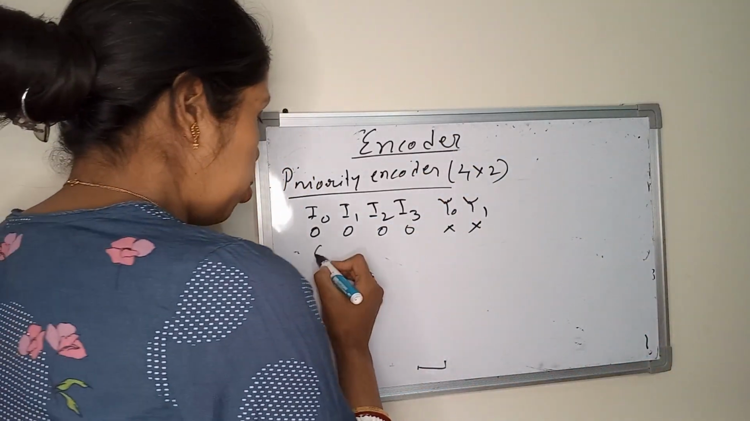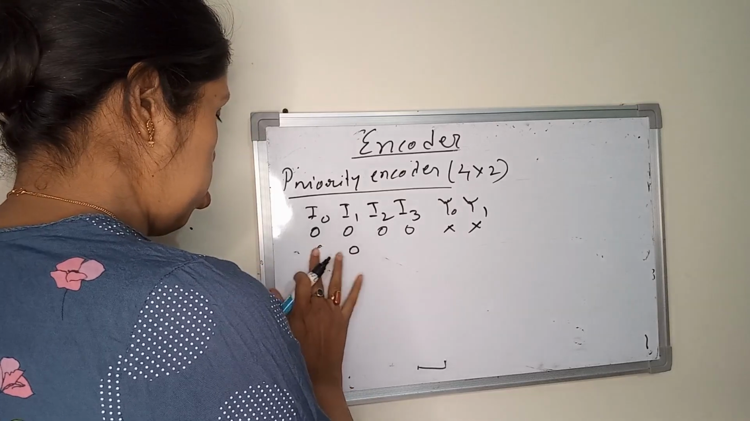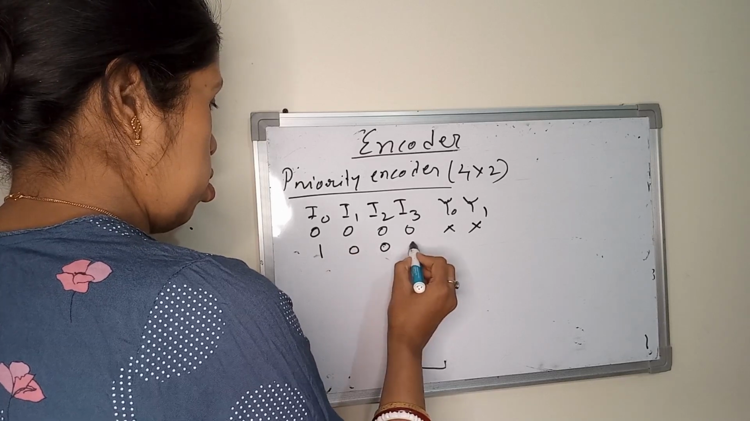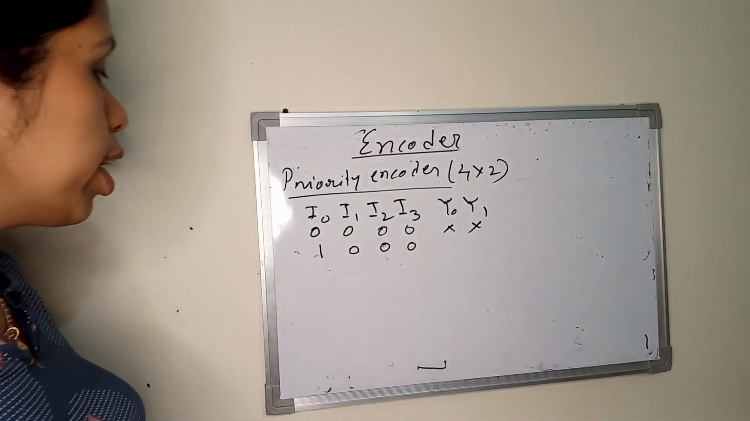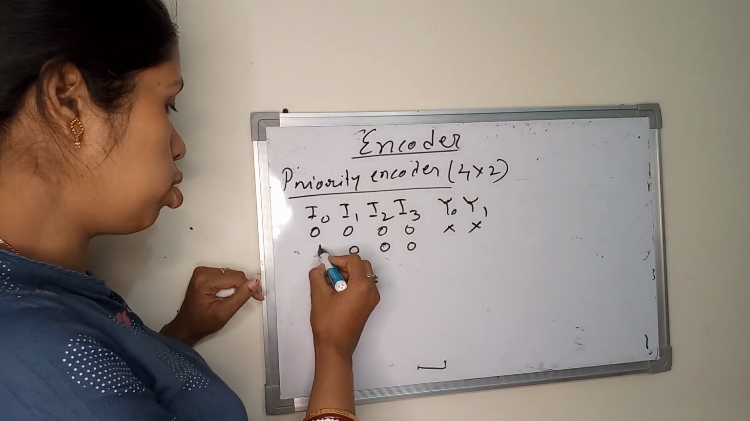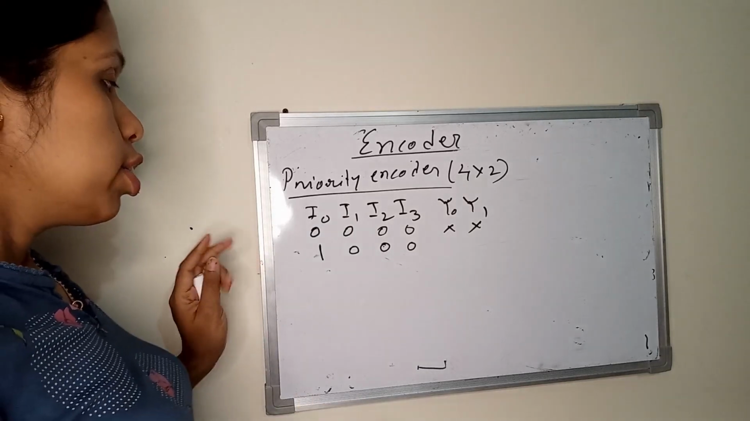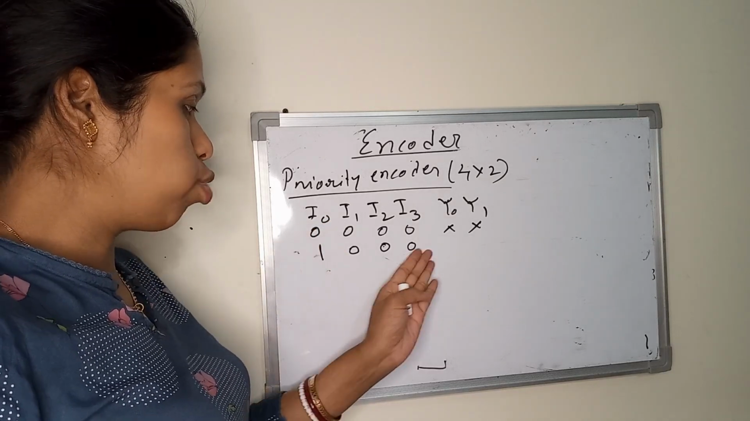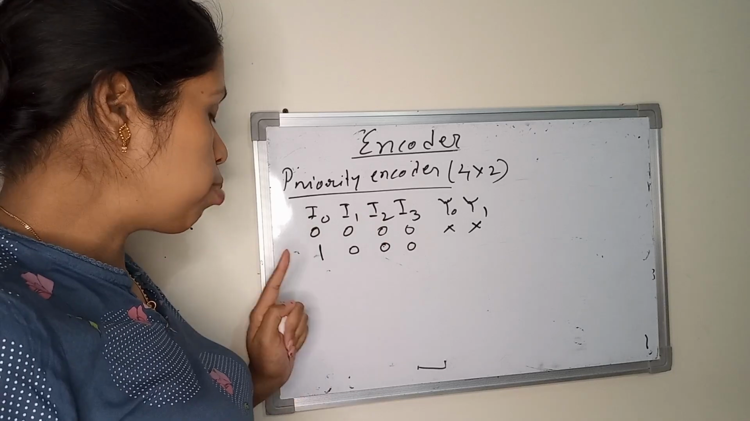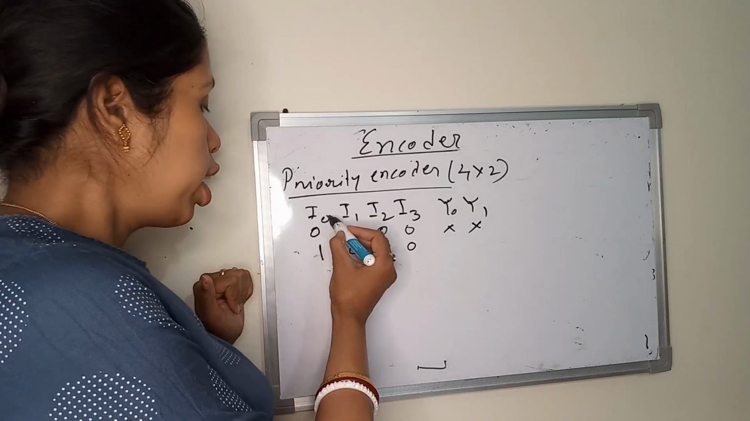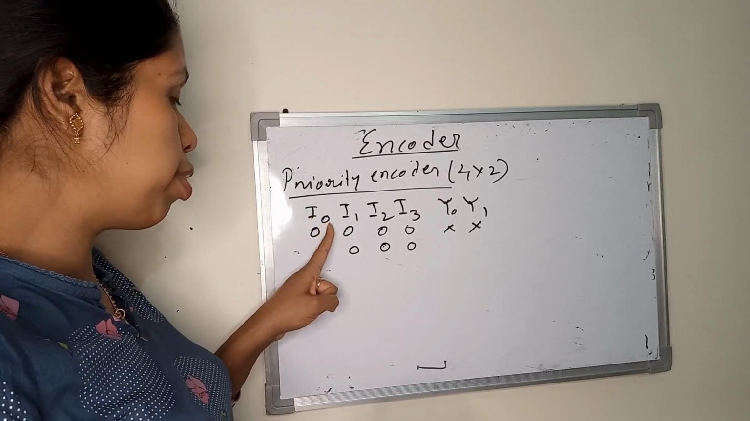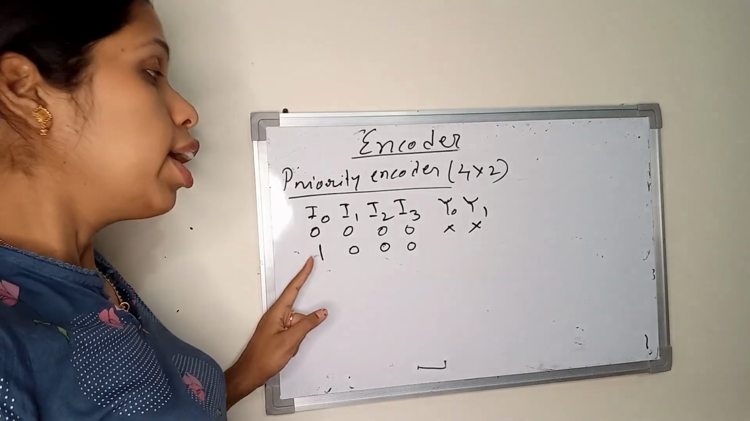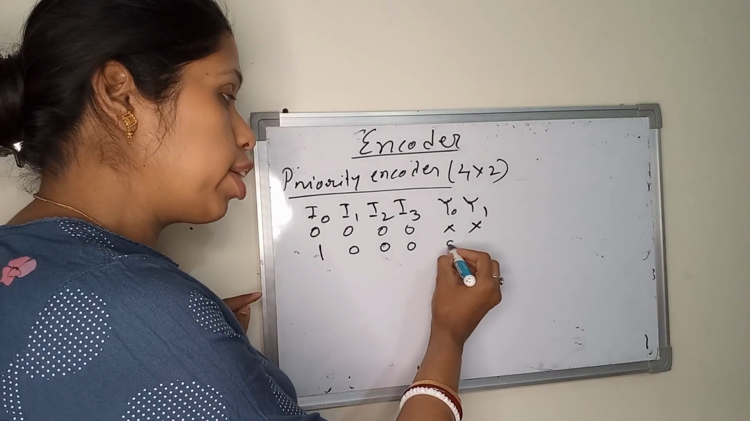Suppose I am sending logic 1 only through I0. So I0 is my highest priority, because no other channels are 1; I am sending logic 1 through I0 only. If you see the subscripts, I0 is the minimum subscript where I am sending logic 1. Okay, so for that you will get 0 0.